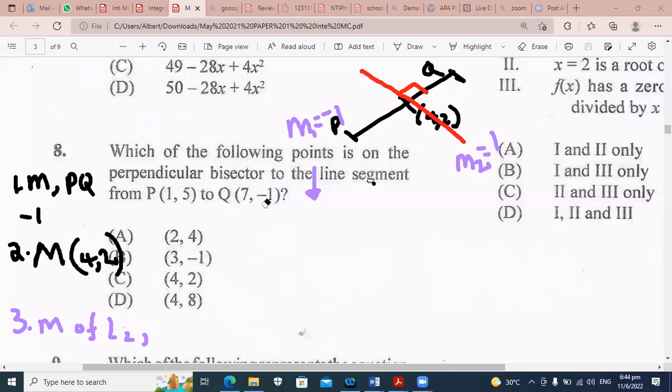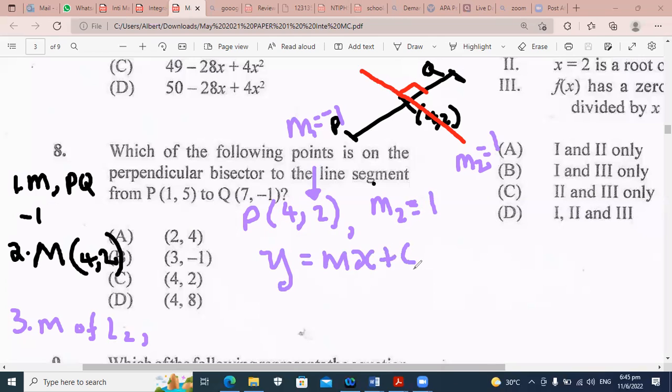Now, after I do that, we need to find the equation of the perpendicular bisector. Now we need two things to find an equation of a straight line. One, we need a point. Do we have a point? The point would be 4, 2, which is the midpoint. And do we have a gradient for line 2? Yes, it is equal to 1. So now we're going to use the formula y equals mx plus c.